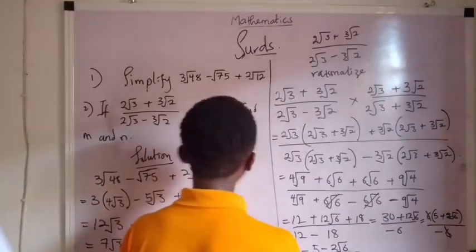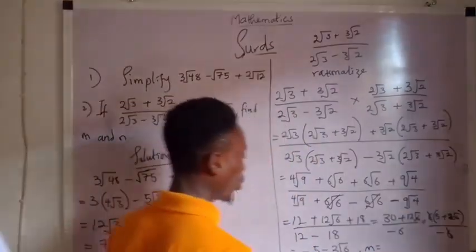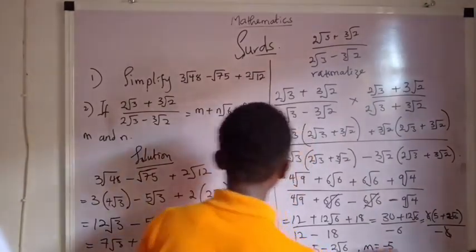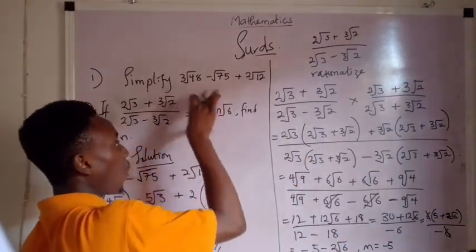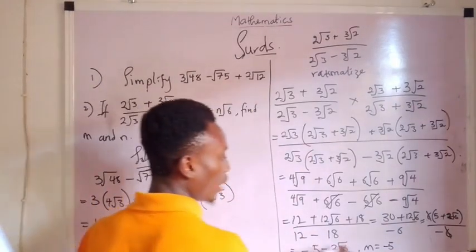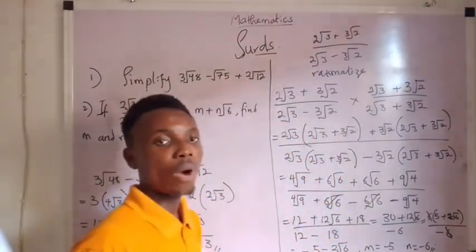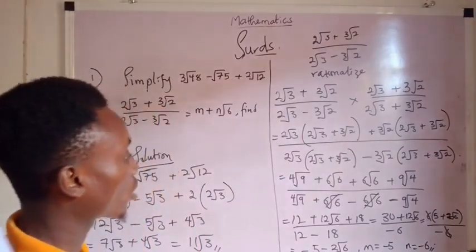So, comparing this with m plus n root 6, our m will now be equal to minus 5, because m is the one that is an ordinary number, while n is the one that is standing with root 6. So, n will now be minus 2. And that's our answer for this question.